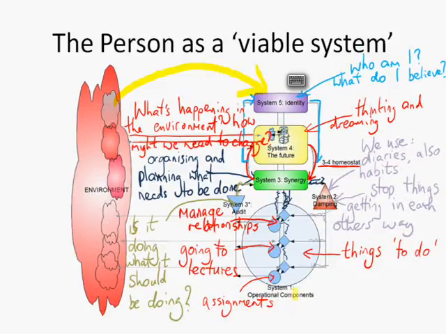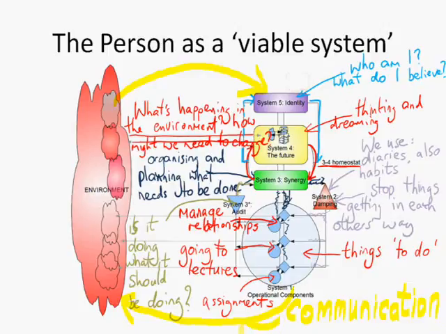And perhaps most importantly, the relationship between the viable system and its environment is one of communication. And you may see some similarities now between this diagram and the diagram between individual agency and social structure that I showed earlier on. So here we have an elaborate model of the person as a viable system.